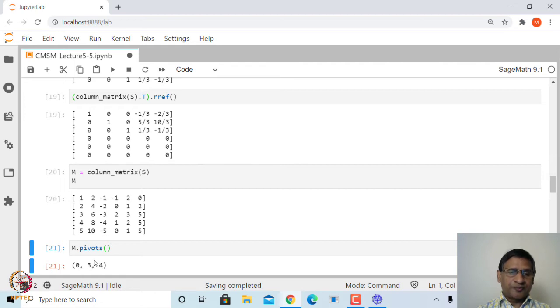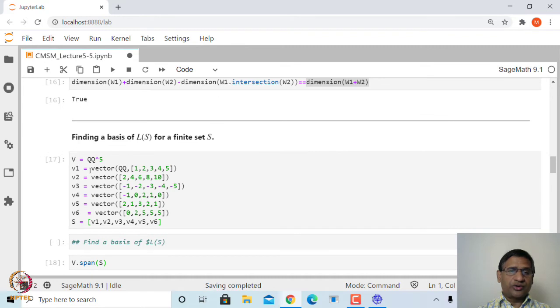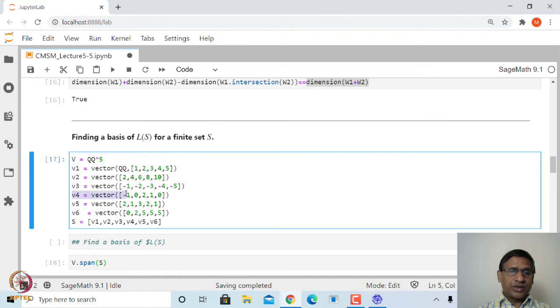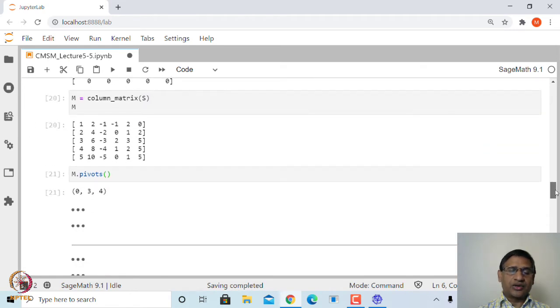So first column, that corresponds to V1. This is the fourth column, corresponds to V4, and this is the fifth column, which is V5. So in this case, that means basis for this is going to be V1, V4 and V5. Those are the linearly independent vectors, and every other vector is linearly dependent on these three.